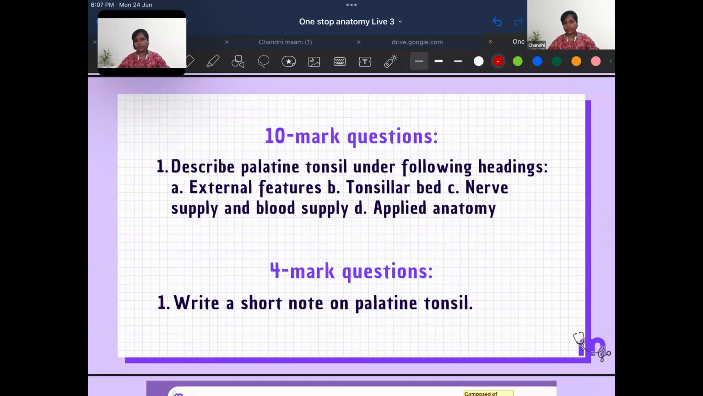First is the external features of the tonsils. Then the tonsillar bed, which is a very, very popular Viva question, NEET exam question, NEET PG question, anatomy PG question, in case there are anatomy PGs here. I understand last time there were a few anatomy postgraduates here as well. Then, of course, nerve supply and blood supply. These are actually quite simple to remember, and I will give you a few tips and pointers on how to remember them, okay?